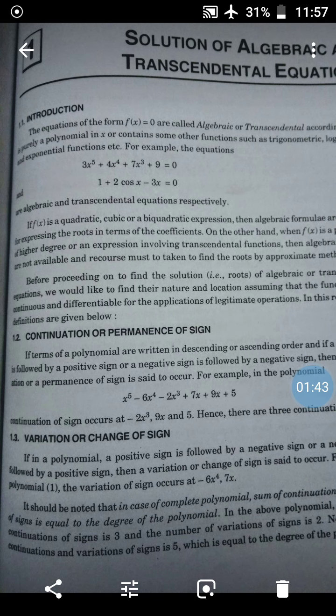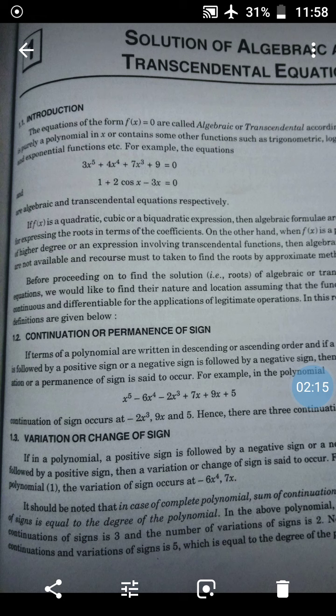Firstly, I'll talk about continuation or permanence of sign. What is the continuation of sign? If a positive sign is followed by a positive sign or a negative sign is followed by a negative sign, then it is called continuation. For example, x^5 - 6x^4 - 2x^3. Here, -6x^4 - 2x^3: minus is followed by minus. That means this is the continuation of signs.